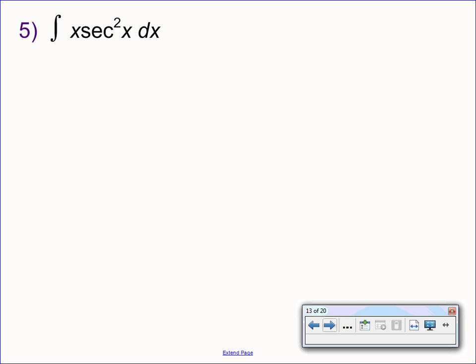All right. X secant squared x dx. You guys want to try this one with your partner? Yes. I'm going to go ahead and pause it, and we'll come back and check.